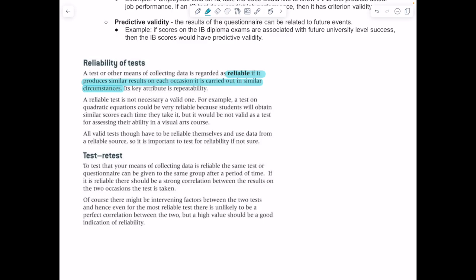One way to do that would be to do a test and then retest. To test that your means of collecting data is reliable, the same test or questionnaire can be given to the same group after a period of time. If it is reliable, there should be a strong correlation between the results on the two occasions the test is taken. So we're looking at a strong correlation, which means that we're calculating some type of correlation coefficient.